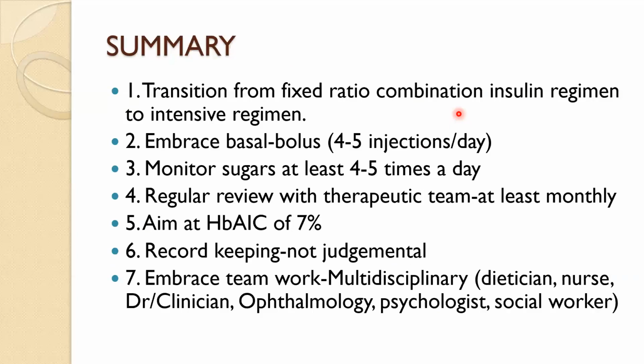So in summary, what we are saying from this discussion is that it's important we transition from fixed ratio combination insulin regimen to intensive regimen. Let's embrace basal bolus. If you have insulin glargine and short-acting or rapid-acting insulin, you give 4 injections per day. If you have NPH and short-acting or rapid-acting, you give 5 injections a day. Monitor sugars at least 4 to 5 times a day. Regular review with the therapeutic team at least monthly is required. Aim at an HbA1c of 7%, and record keeping should not be judgmental.